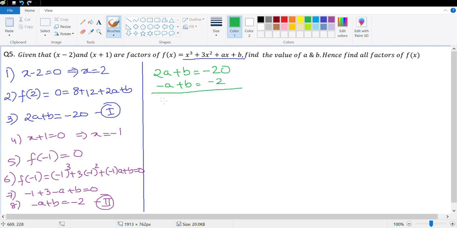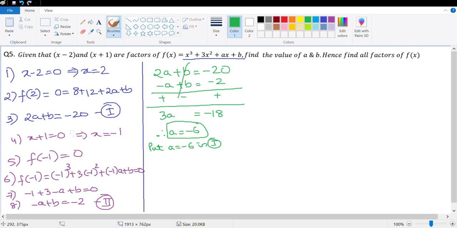When I subtract them, the sign changes. So this becomes 2a plus a, which is 3a. This gets cancelled, and this is equal to negative 20 plus 2, that's negative 18. Therefore, a is equal to negative 6. Now put a equal to negative 6 in equation 1, and we get negative 12 plus b is equal to negative 20, which means b is equal to negative 8.